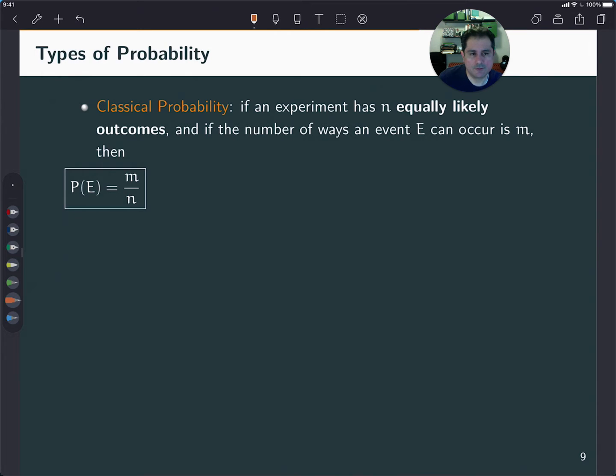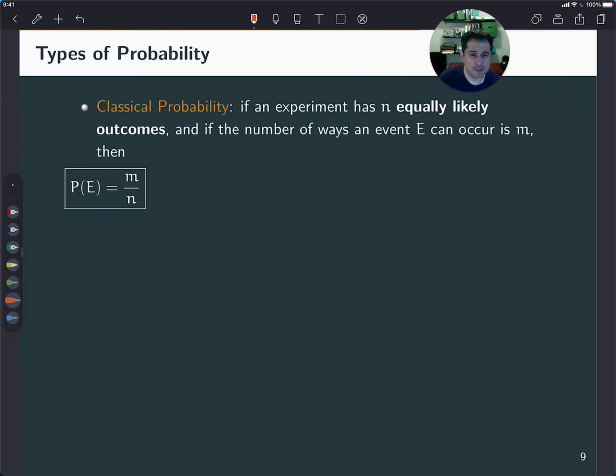Okay, so in this video, we're going to talk a little bit more about probability and some properties. In the textbooks, they tell us there are a few types of probability, three, and the one we're following.